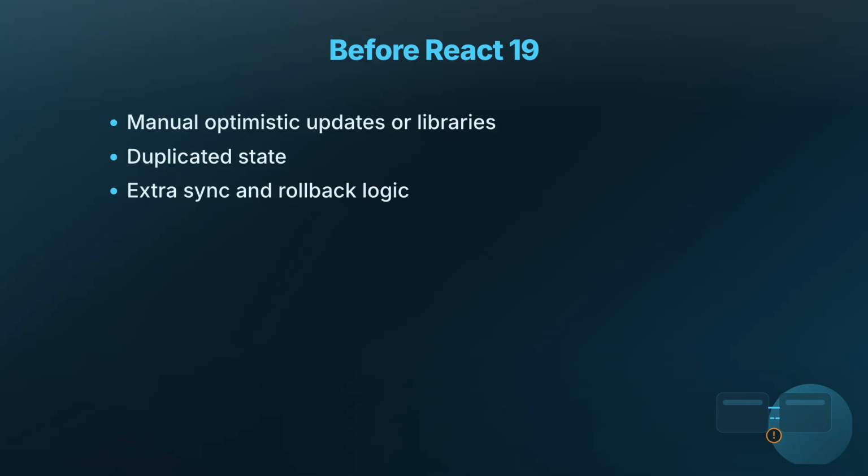We had to manage optimistic state ourselves. That usually meant duplicating state, one version for the real data and one for the optimistic UI. Then keeping them in sync, and handling rollback logic if something failed. It works, but adds complexity, and it's easy to get wrong. That's why many applications relied on libraries like TanStack Query to handle this.